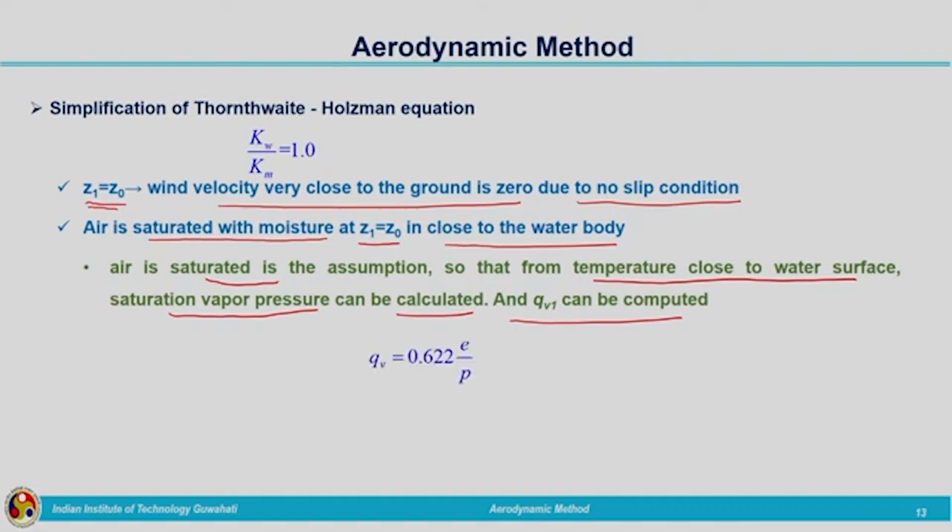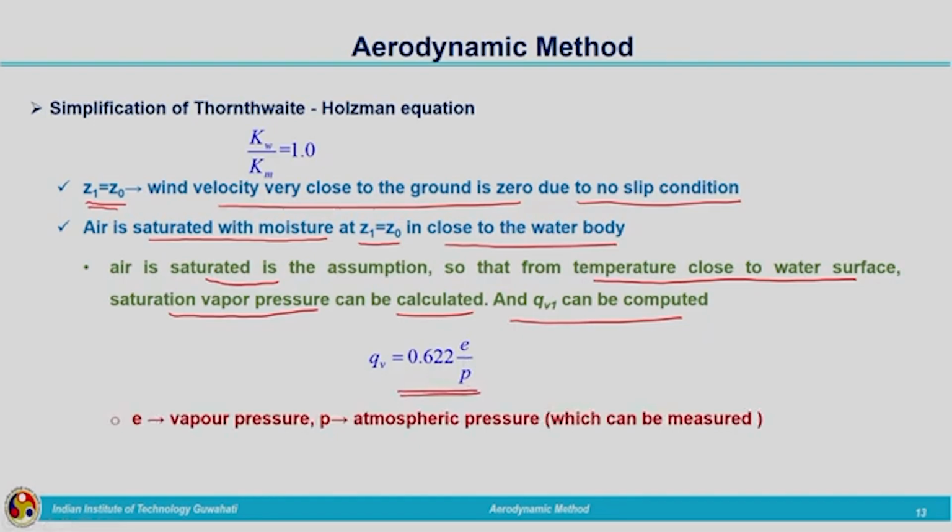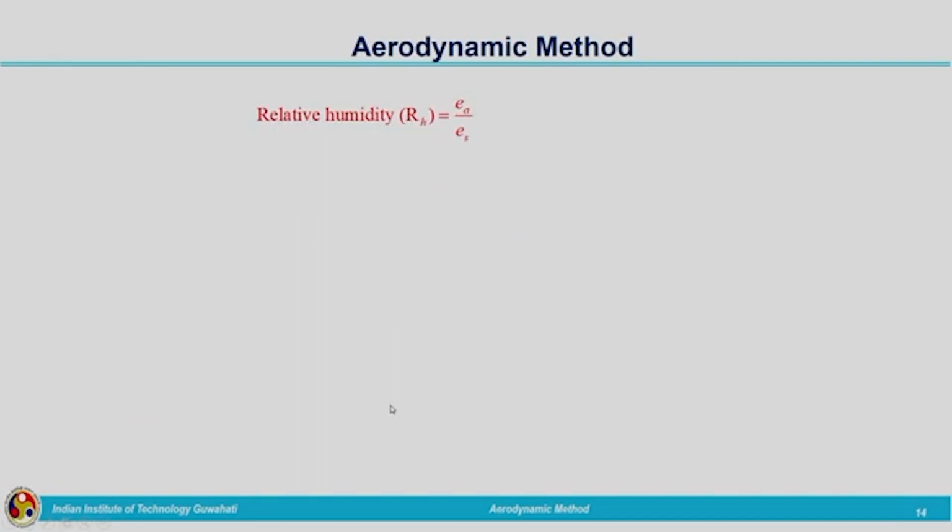What is the expression for specific humidity? It is given by QV equal to 0.622 E by P, where E is the vapor pressure and P is the atmospheric pressure. These can be measured. Now, coming to relative humidity, we know it is given by EA divided by ES. These equations we have already seen. So, EA can be calculated by using the equation EA equal to ES multiplied by relative humidity.